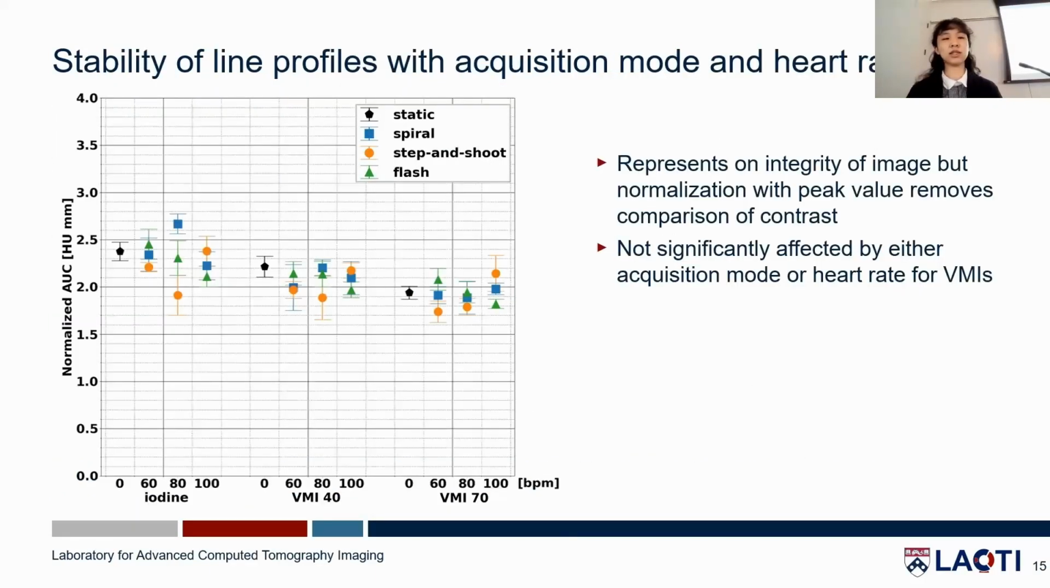Last but not least is the normalized area under the curve. So this metric represents the integrity of the image. So it's both an evaluation of the diameter of the stenosis area, as well as the combination of all the pixels. But we normalize it to remove essentially any variations in contrast. Again, this was not significantly affected by acquisition mode or heart rate for the virtual monogenic images.